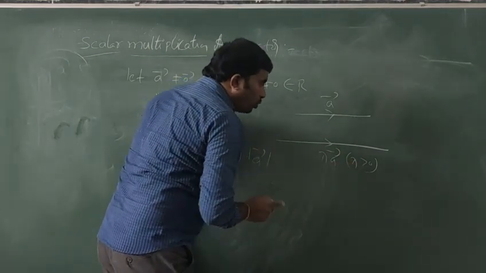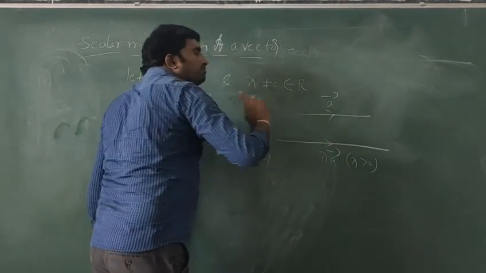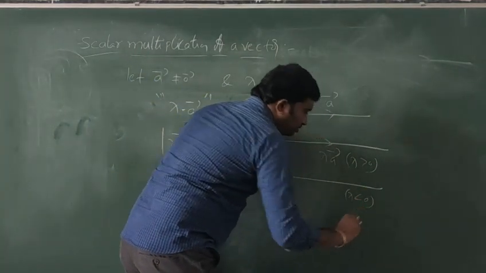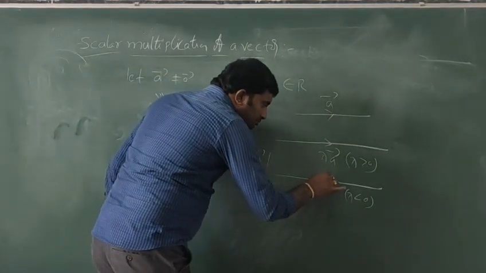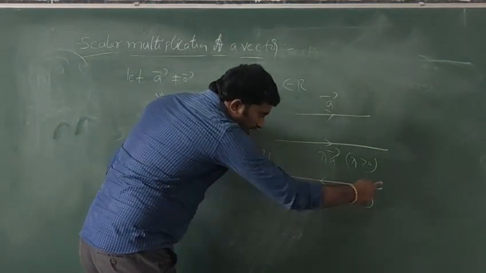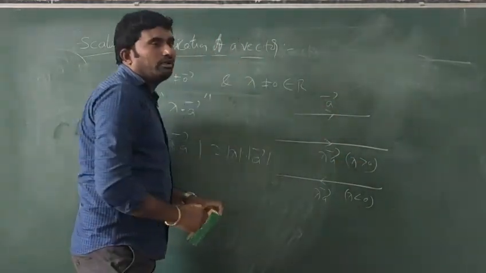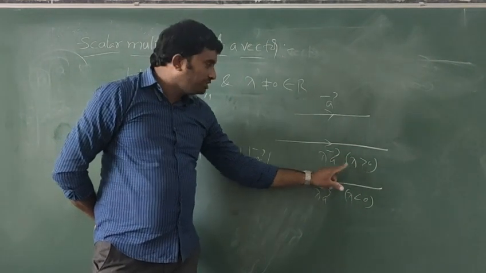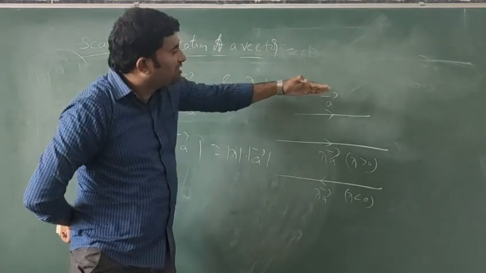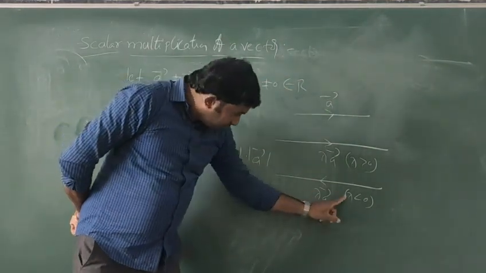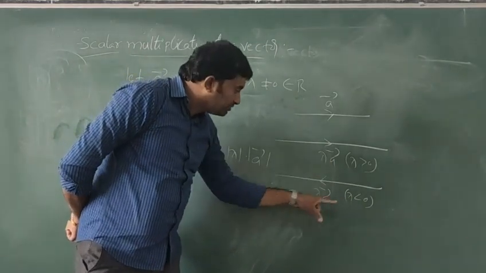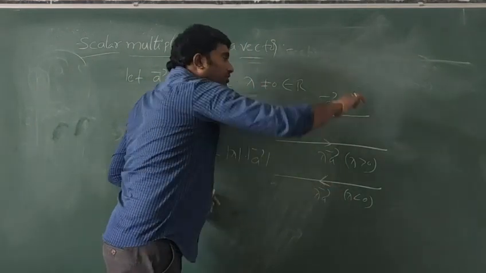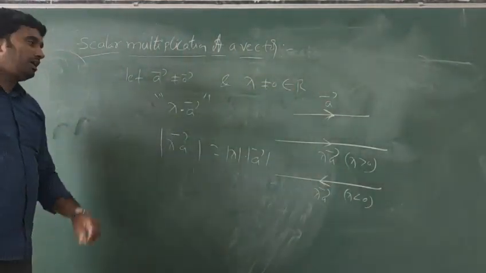Here lambda is positive. What if the direction of lambda a is less than 0, negative? Then the direction of this lambda a bar is opposite to the given vector a bar. This is a very important point. Given scalar lambda is positive, the direction of the vector lambda a bar is the same as that of the given vector a bar. If the scalar lambda is negative, then the direction of this vector lambda a bar is opposite to the direction of the given vector a bar.